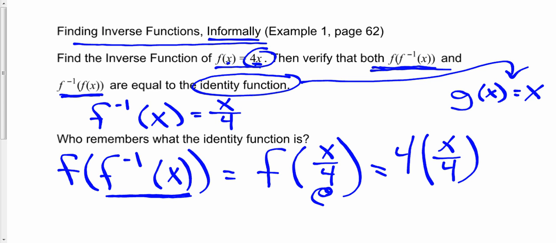I'm like a dog. Sit. And then you give me a treat.